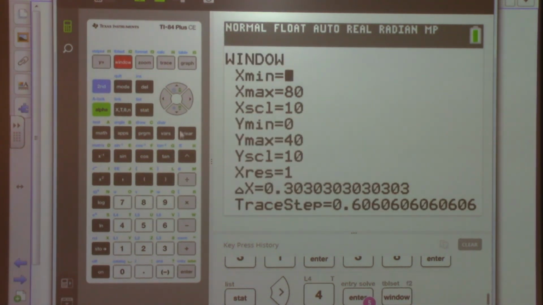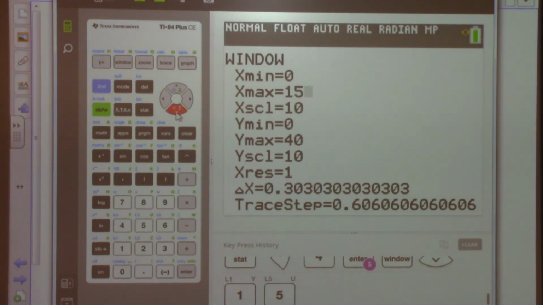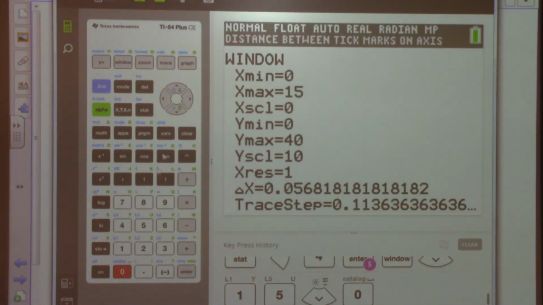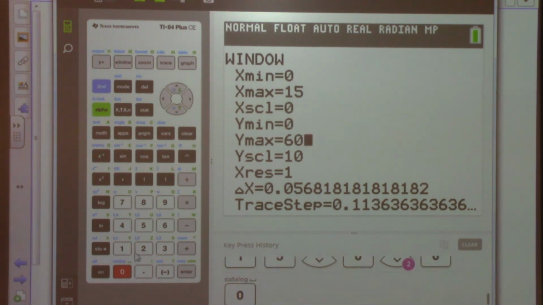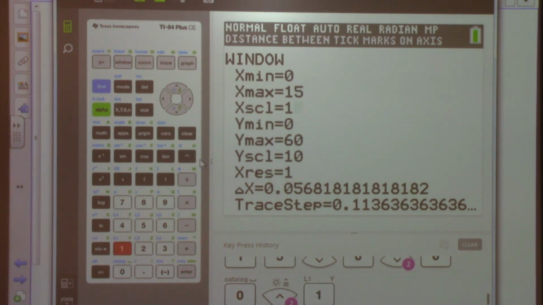So 0 to 15, and then what do you have? 0 to what's the highest thing they had there? Was it 50? So I'll go to 60. So go to 60, and we're going by 10 here. X scale, I'm going to go here to 1. And so now we have the graph.